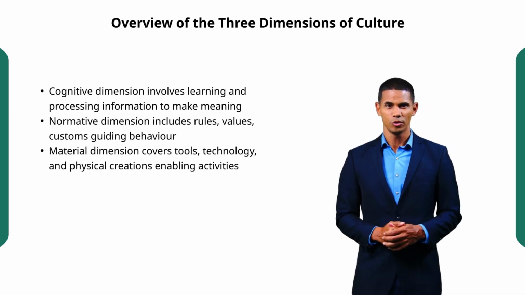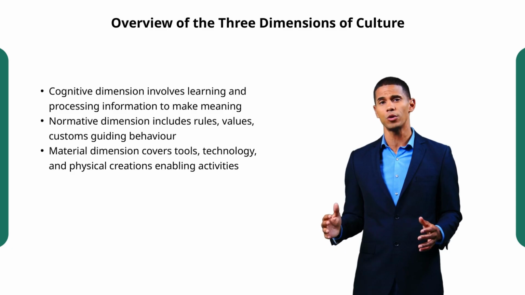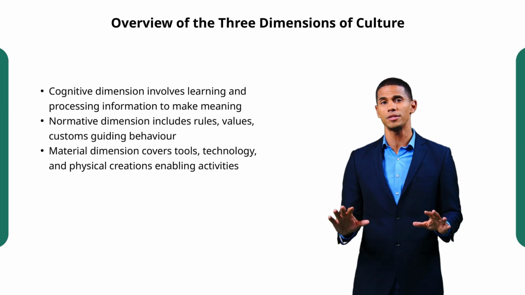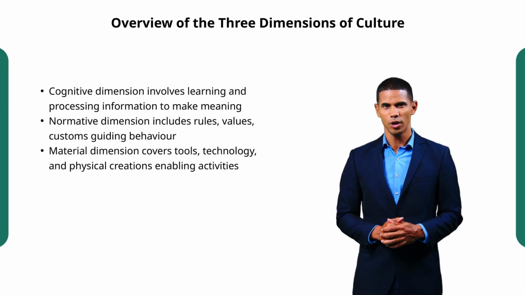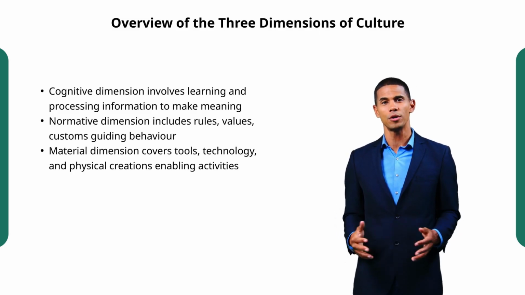Let's take a bird's eye view of the three dimensions of culture to understand their roles. First, the cognitive dimension is about how we learn to interpret information through our senses, seeing a cartoon of a politician, or recognizing the ring of a cell phone. It shapes how we give meaning to the world around us.